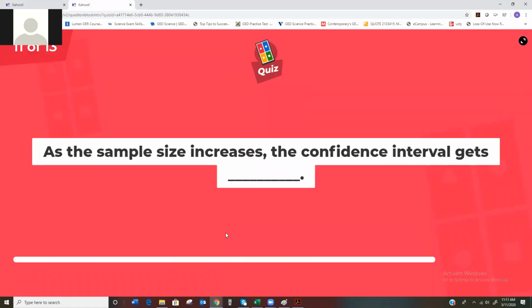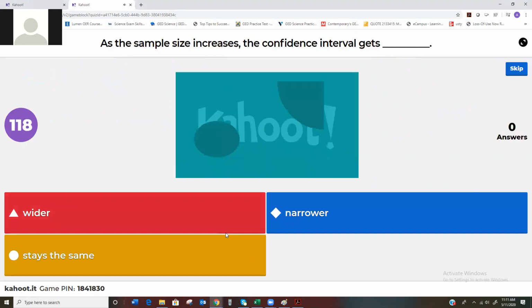Okay. So here's a good question. As the sample size increases, what happens to the confidence interval? If you have a bigger sample size, is that better or worse? And what does that do to the confidence interval? What's a better or worse confidence interval? Wider.